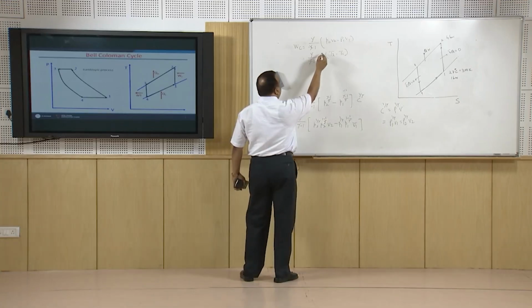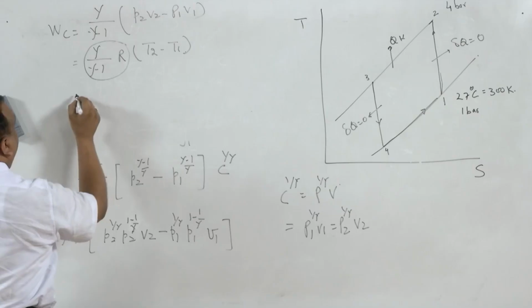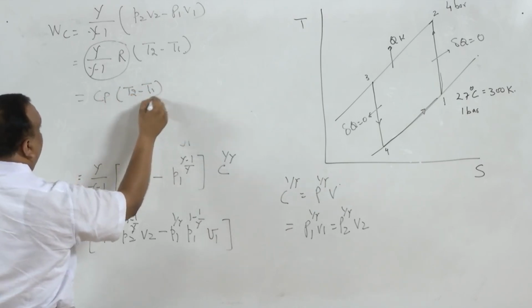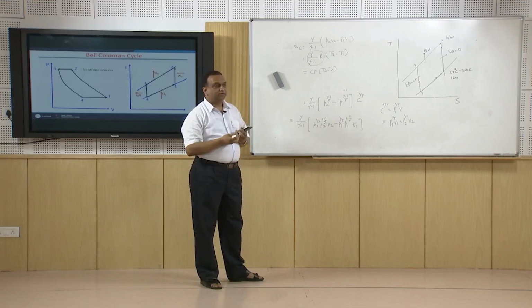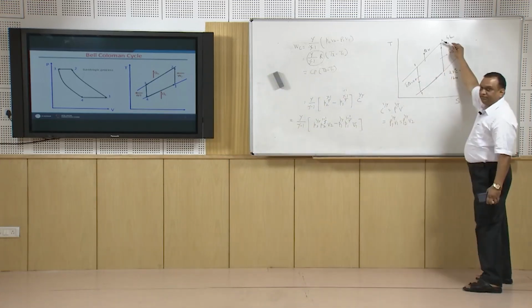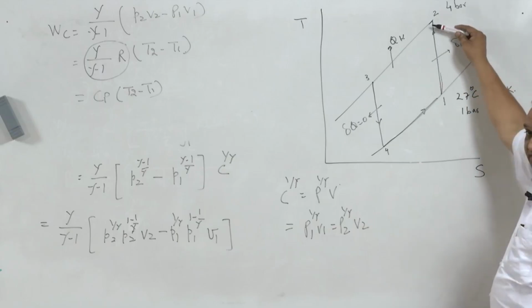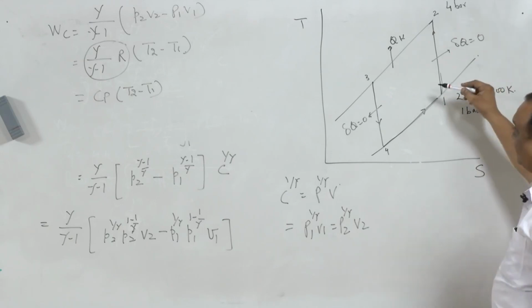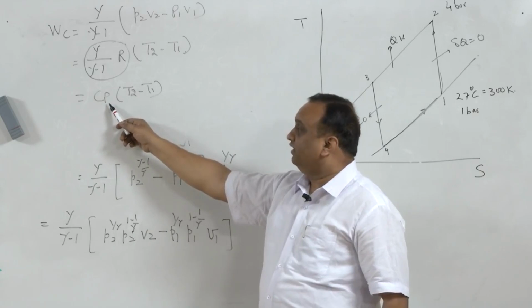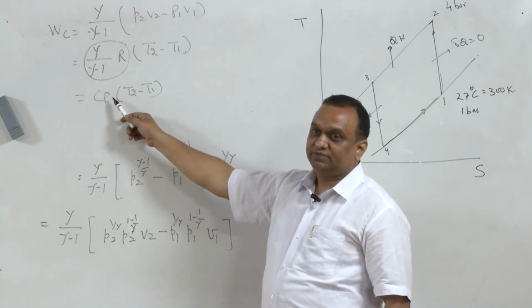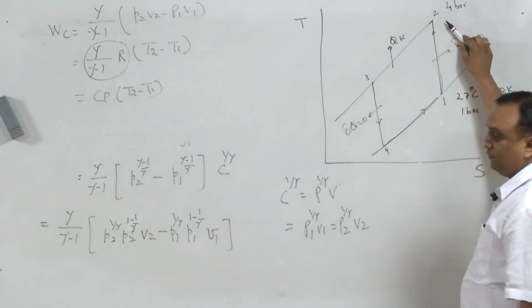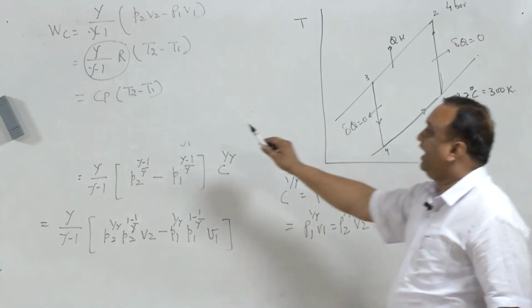Now, gamma over gamma minus 1 into R is nothing but Cp, so the work is Cp (T2 minus T1). Here there is an interesting observation: adiabatic compression is taking place, the pressure of the gas is rising, and the work done in this process is Cp delta T. Cp is the specific heat at constant pressure. It is Cp dT, and there is no constant pressure process here. So, it is only an expression.